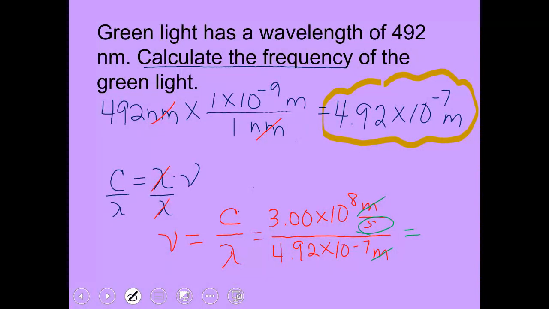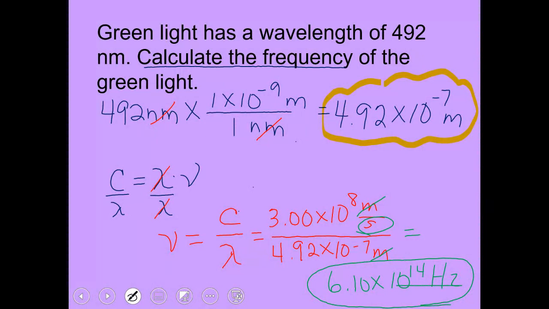then divide by 4.92, use the double E, negative 7. Remember, some of you needed to put this bottom one in parentheses when you plug it in your calculator, some don't. Double check, try it in yours, and I got 6.10 times 10 to the 14 hertz. And you should round it to that.